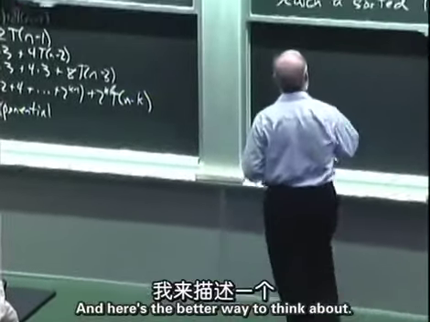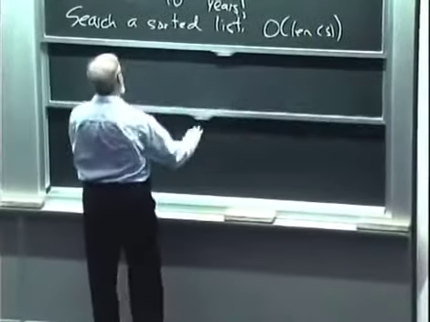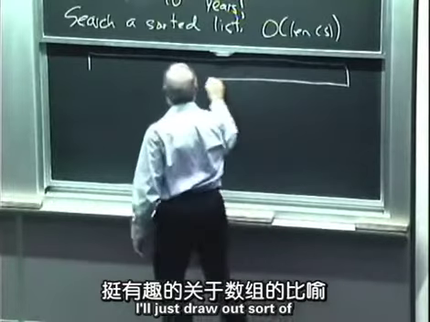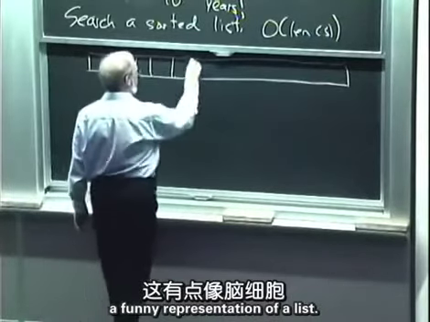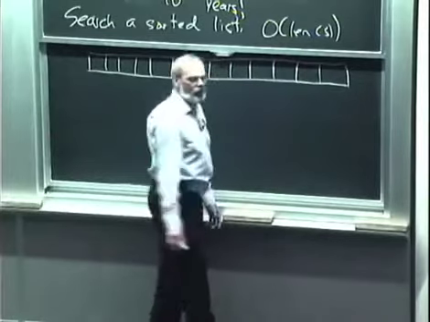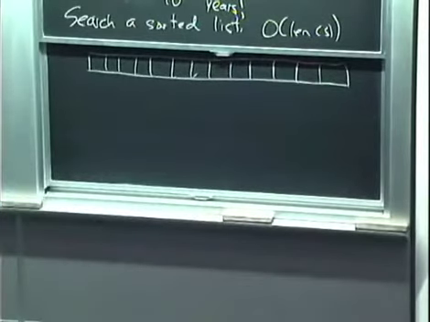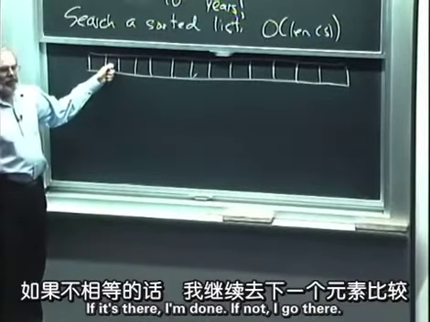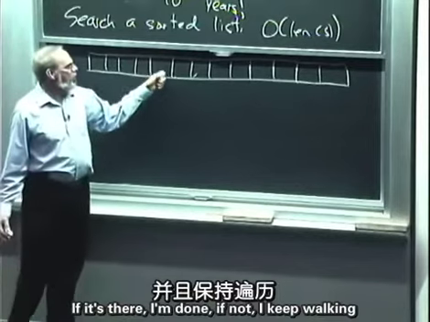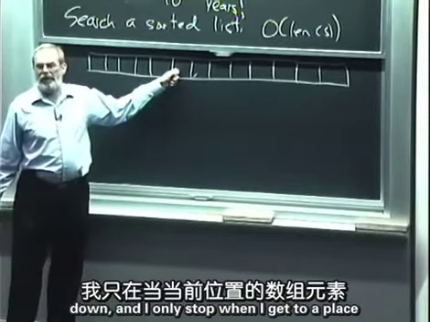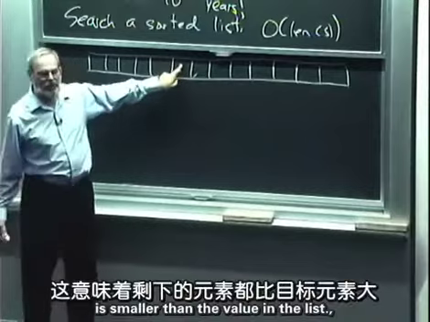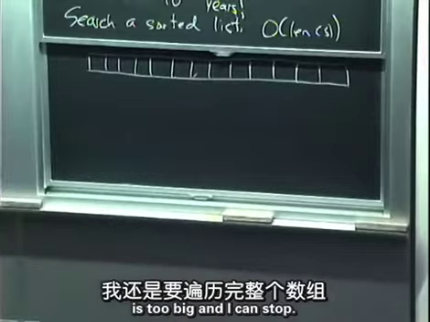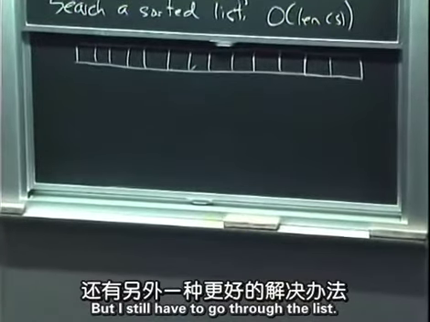Here's the better way to think about it. Let me draw a funny representation of a list. Those are the cells, if you like, in memory that are holding the elements of the list. What we've been saying is I start here and look. If it's there, I'm done. If not, I go there. If it's there, I'm done. If not, I keep walking down, and I only stop when I get to a place where the element I'm looking for is smaller than the value in the list, in which case I know the rest is too big and I can stop. But I still have to go through the list.